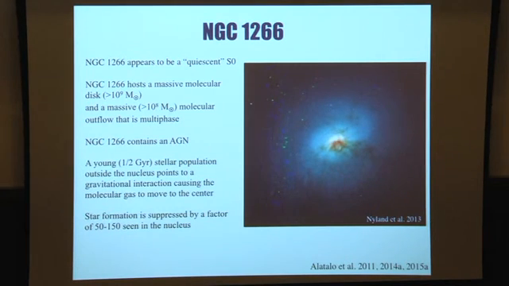And something that is actually quite important is that star formation in this system is suppressed by a factor of 50 to 150. Now, when I say the word star formation suppression, I mean something very specific. Star formation suppression is not the lack of star formation. It is a case where you have a large reservoir of molecular gas that is not forming stars at the rate that it should by some factor. And in the case of NGC 1266, it's large.